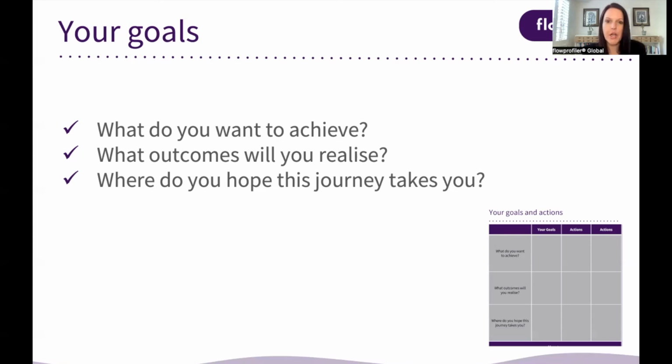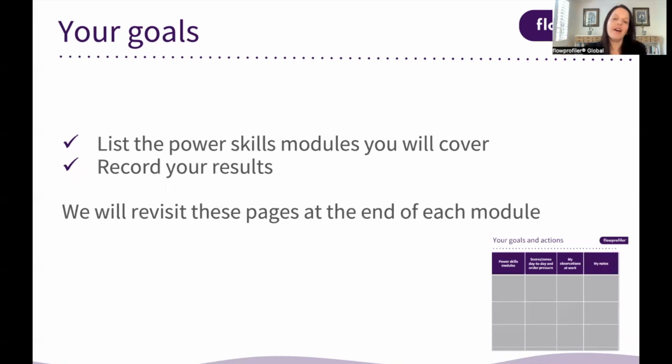The action columns we're going to complete as you work through your Power Skills modules. And finally, you'll see right behind this some additional tables. This is for you to list your power skills that you'll be covering. This will be determined by your learning and development host or your HR contact. We're going to invite you to record your results, so both your day-to-day and under pressure results, and you'll find that information in your Flow Profiler report. And once again, we're going to come back and revisit these pages at the end of each module, so you can recall specific techniques, learning outcomes, or actions, the things that you want to take away.